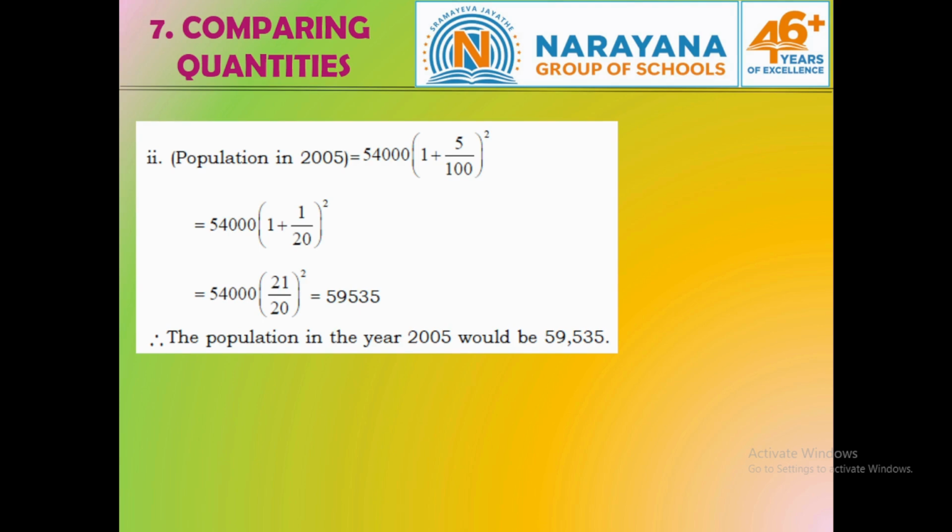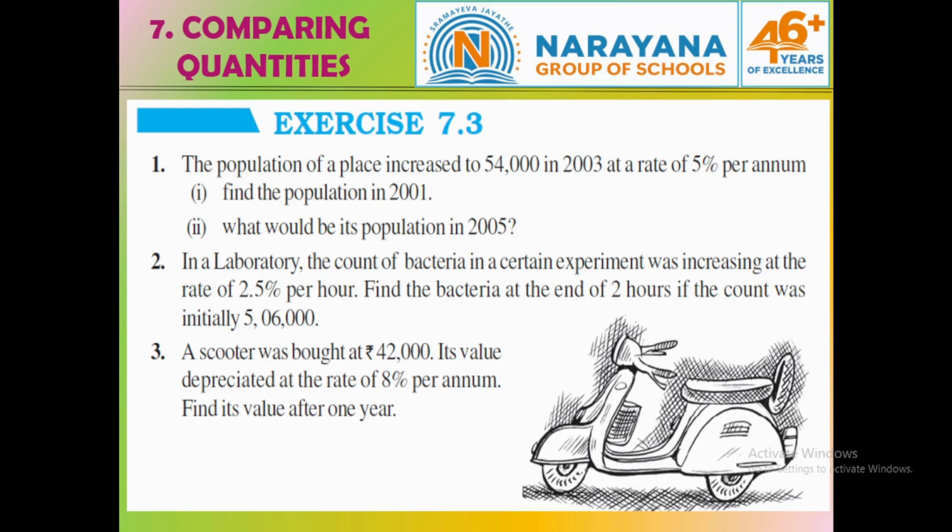59,535. So all the problems depend on the concepts and the formula: which formula is useful, and the simplification part. We'll get the final answers. Now, exercise 7.3 is based on compound interest. Substitute the given values in the respective formula and by simplifying, we'll get the final answers very easily. If you get confused while taking the formula, obviously we'll get a wrong answer. Choose the correct formula, do the calculations properly, and we'll get the exact answers.